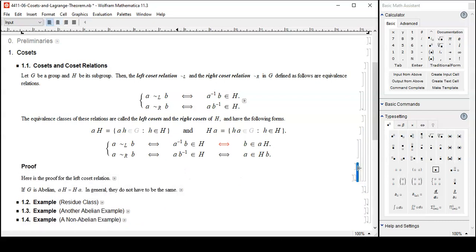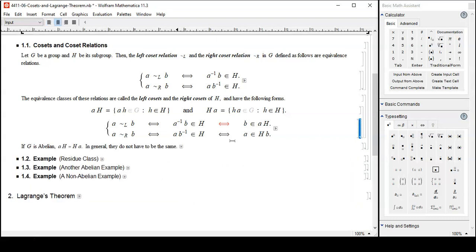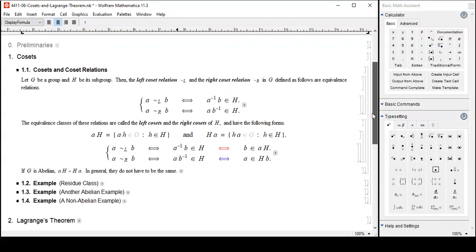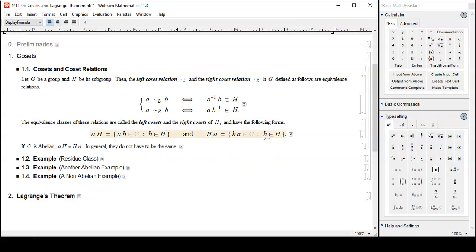By the way, here's a full proof. Okay, this is a proof for the left coset relation, and the proof for the right coset relation is left to the students. This one, I'm not going to do that. It's pretty much the same, so I'll leave you to do those. So what do we have? The left coset and the right coset are the equivalence classes of the left coset relation and the right coset relation, respectively.